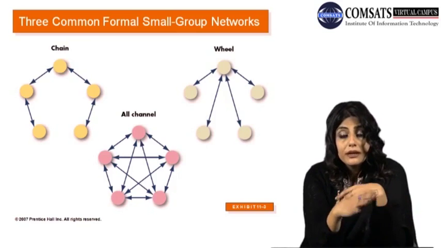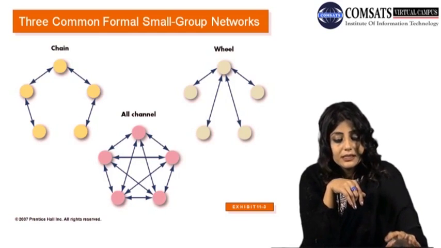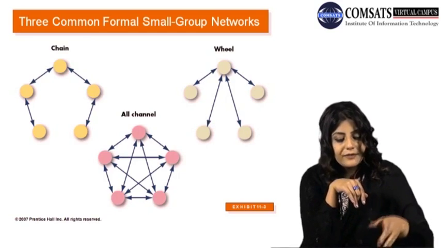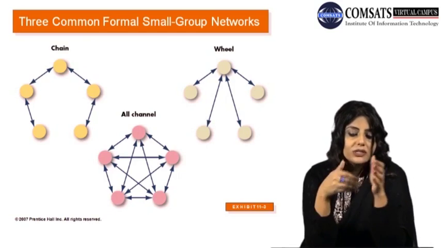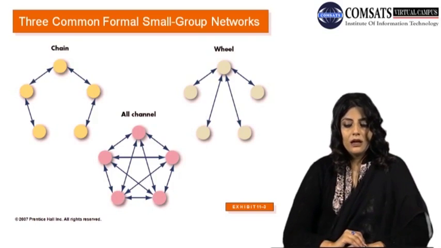There is a manager at the top, and there are 2 more levels of management. So there are 3 hierarchical levels. We have the top manager here, the line managers in the middle, and the employees at the bottom. So this is the chain, where there are reporting relationships and there is hierarchy.